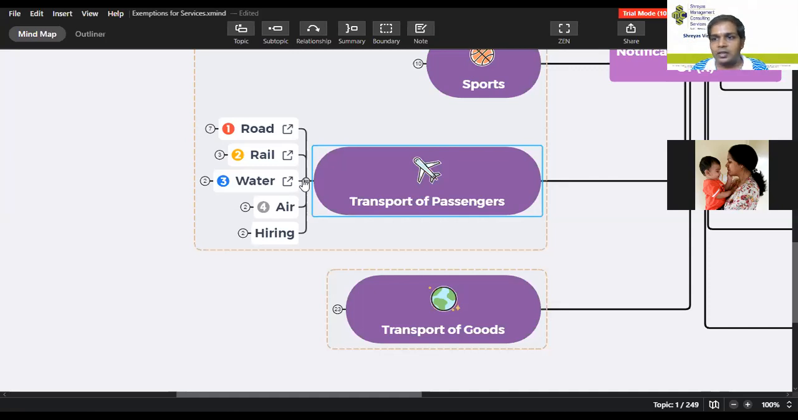What else are you having on road? Largely, that's about it. Okay. So let's look at each of these exemptions.